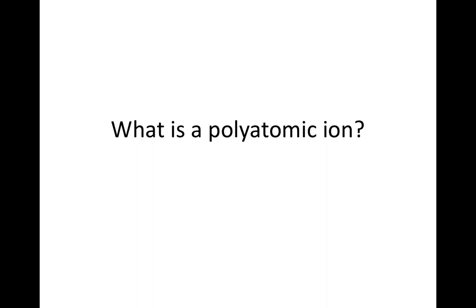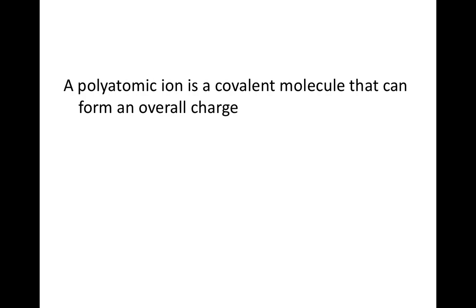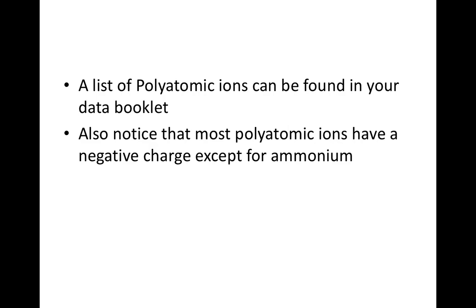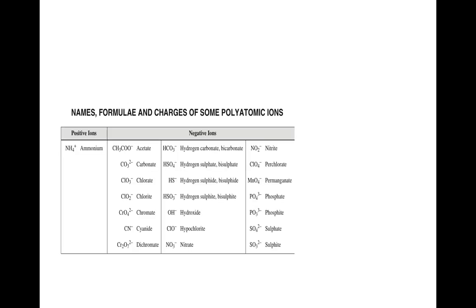So let's begin. First, what is a polyatomic ion? A polyatomic ion is basically a covalent molecule or a covalent compound that can form an overall charge. A list of polyatomic ions can be found in your data booklet. Also notice that most polyatomic ions have a negative charge except for ammonium.